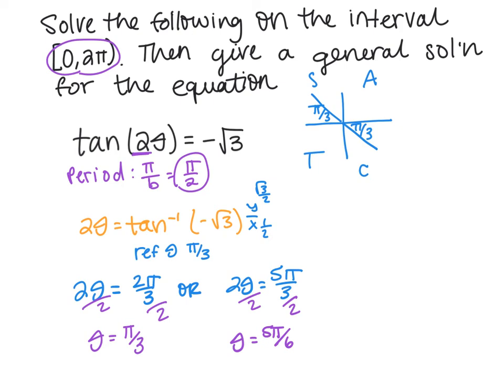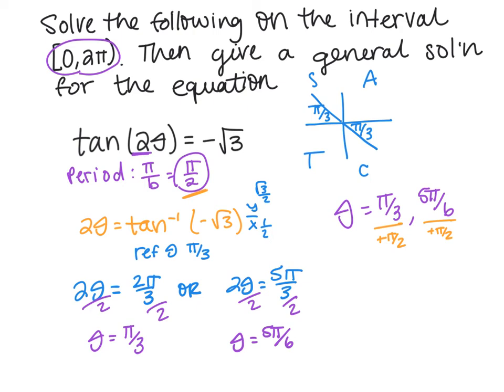So first we can go ahead and list these out. We know we have pi over 3 and 5 pi over 6. And now here's where that period's going to help us out. To get the rest of our answers, we know our period's pi over 2. Take pi over 3, add pi over 2 to that. Take 5 pi over 6, add pi over 2, and that's going to give you more answers in the 0 to 2 pi period.